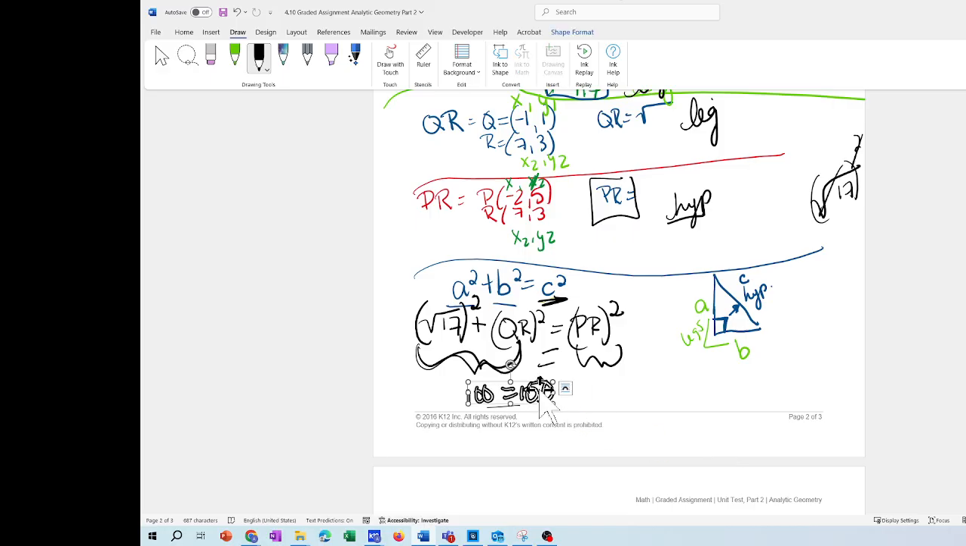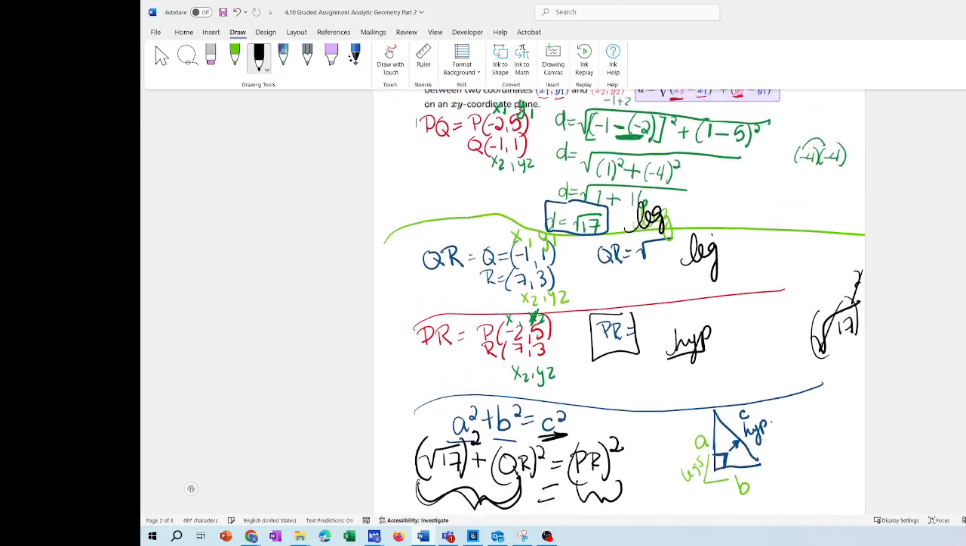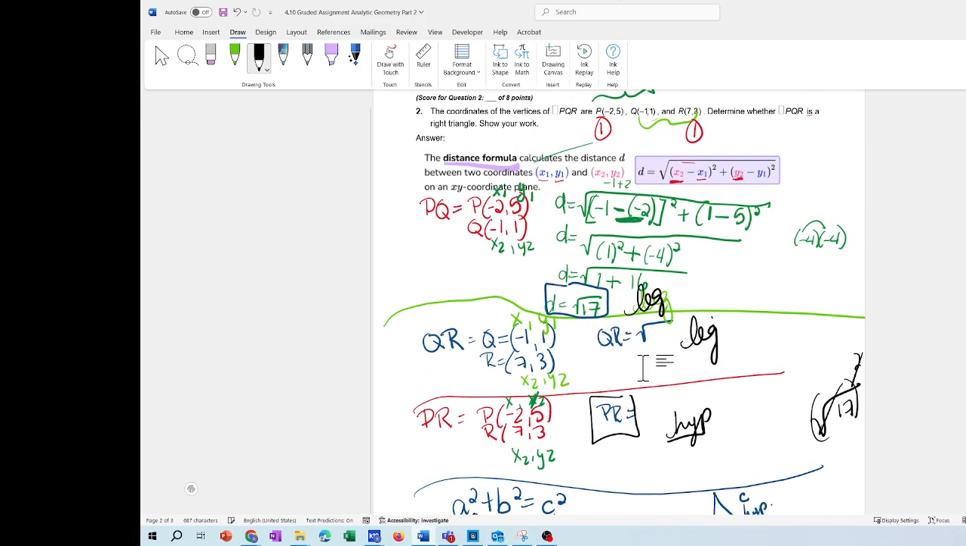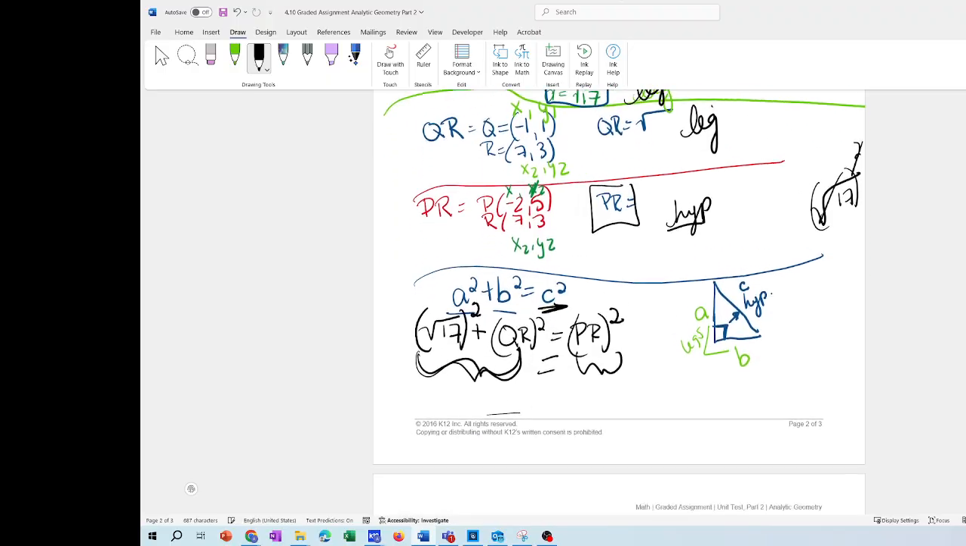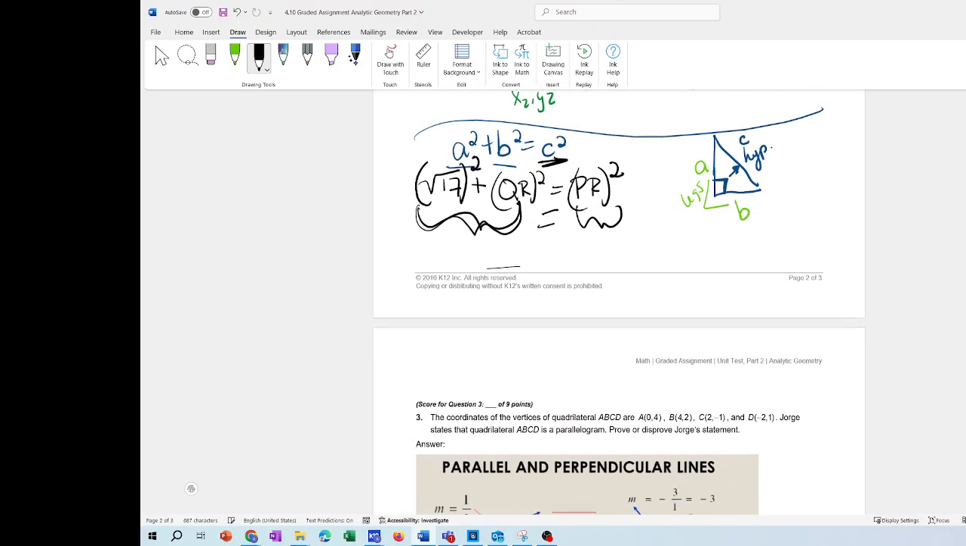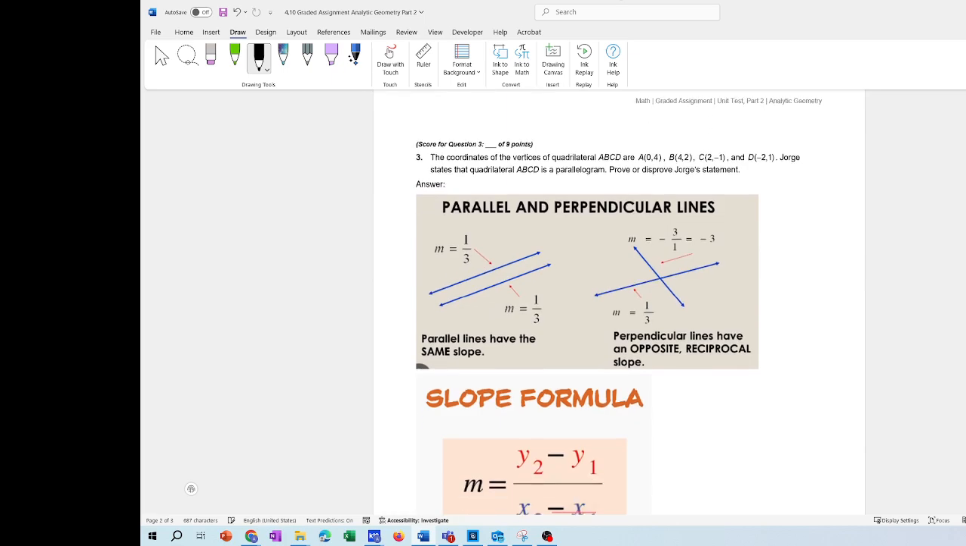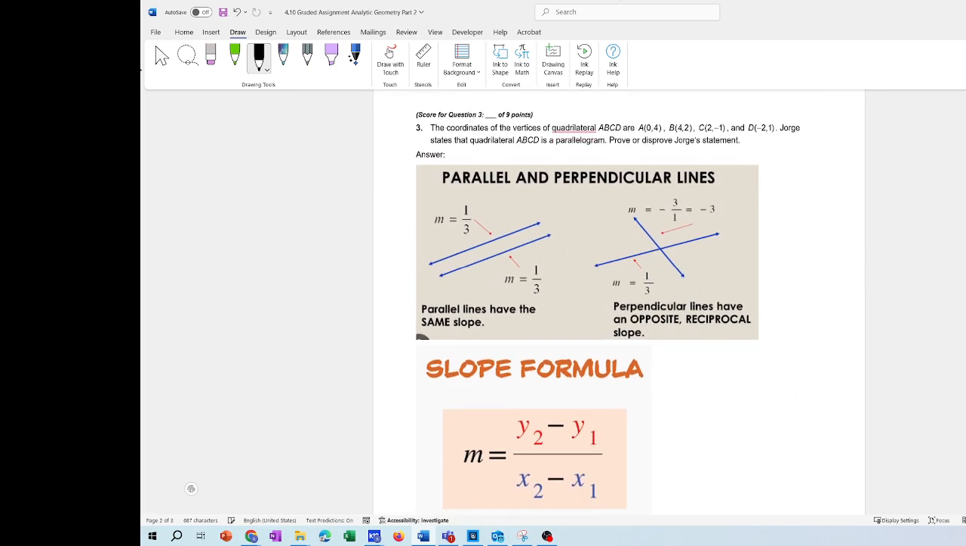Why? Because that's what the Pythagorean is for. If they show an equality, it's a right triangle. It has a 90-degree angle. Okay? So that's what you're going to determine. You're going to calculate the three distances, the three sides, and then at the end, you're going to substitute with the Pythagorean theorem, and if they're equal, it's a right triangle. Okay? Now let's go into problem number 3.